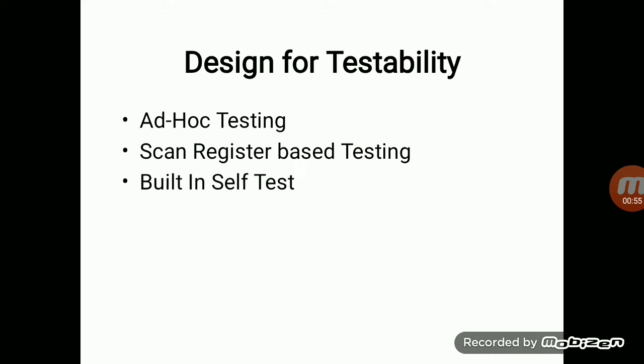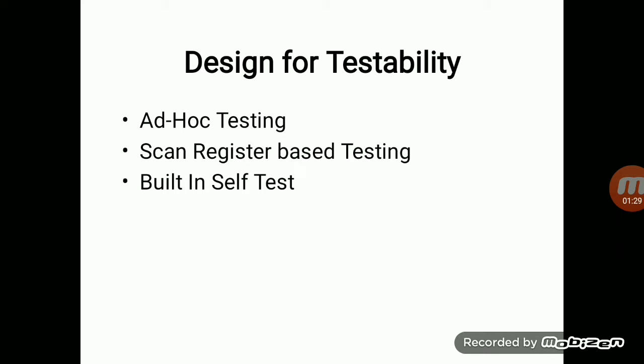Next, let's go for design for testability. Design for testability means, in order to test any IC, we have some group of techniques. That group of techniques we can call design for testability. There are three different types of testing methods available in that: ad hoc testing, scan register based testing, and built-in self-test. These are the three main testing methods used in design for testability.